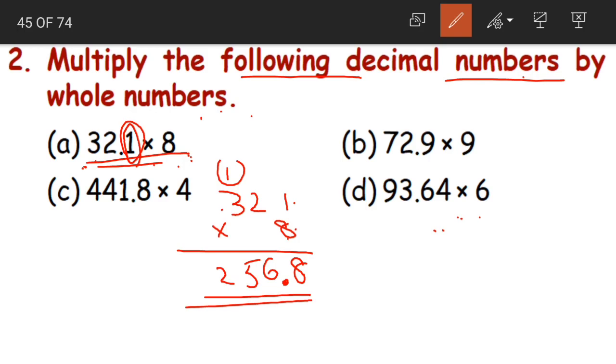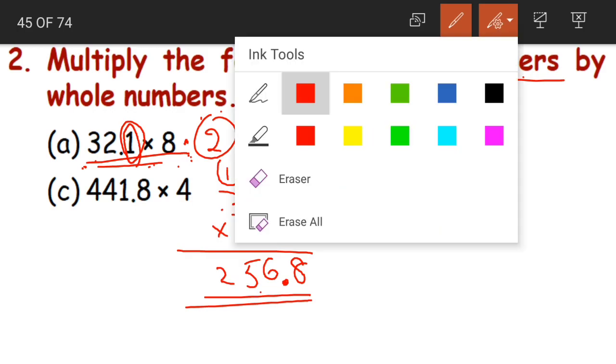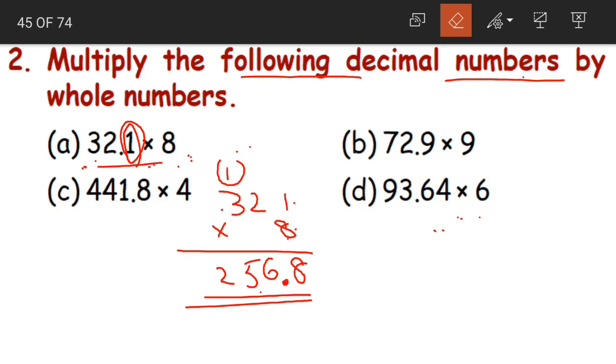Understood, children? While multiplying two decimal numbers, we had something like this, 8.2. So we'll have two decimal places. So we'll place the decimal point after two digits from the right. But here we are having only one decimal place. So we'll place a decimal point after one digit from the right.